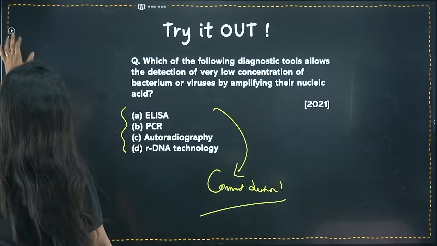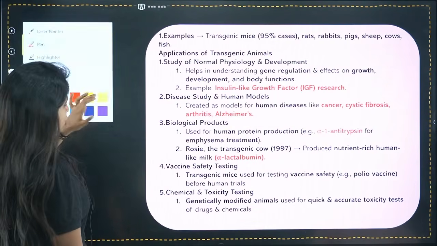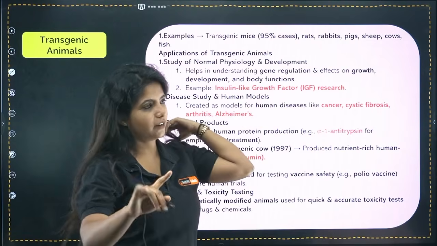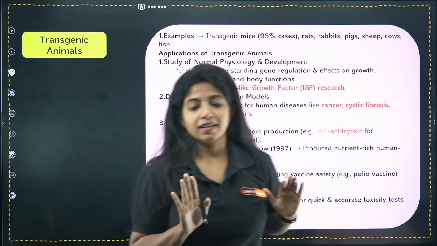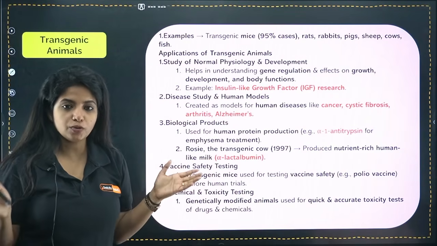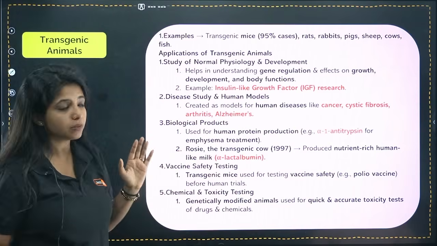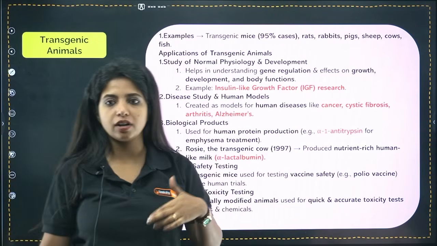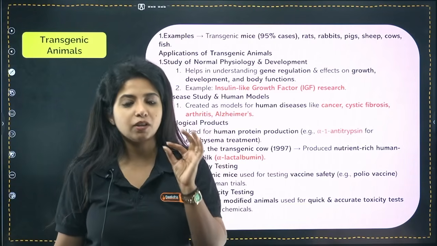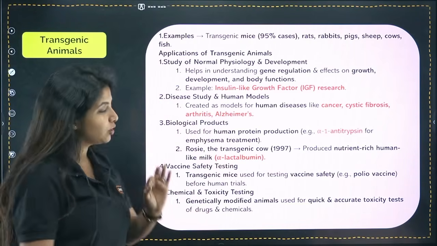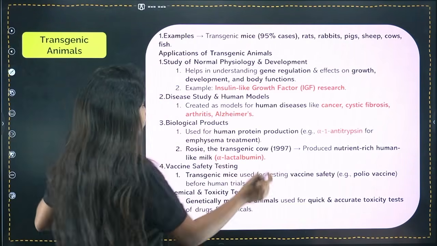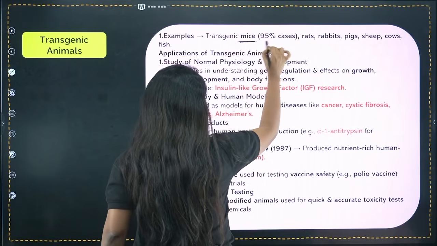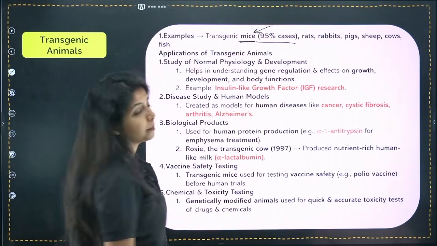Fine? Fine. Now the last part of this chapter, one more thing is there. After that it will end. So yeah, transgenic animals. I told you genetically modified animals are known as transgenic animals. Examples are transgenic mice, transgenic rabbits, transgenic sheep, cows and everything. But always remember, most of the time, the most famous transgenic organism that we use is mice. So 95% of the cases, it is going to be transgenic mice.